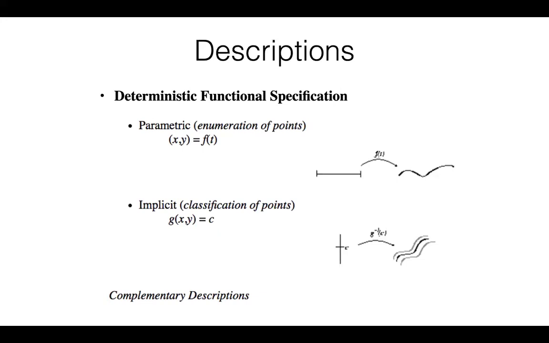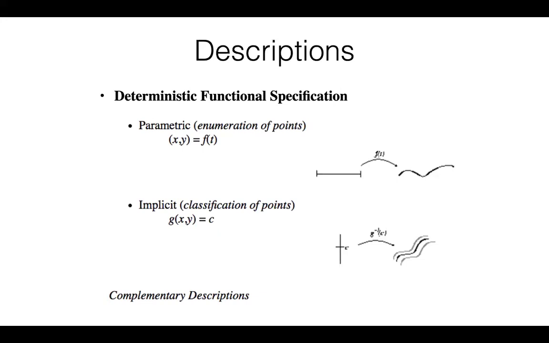And so the points of the curve are the points for which this G function takes the value C. So all these points along the curve have the value G of x,y equals C. And so these other parallel curves have different values, like C plus epsilon, C minus epsilon. And here we can see that they're complementary because they serve different operations in a modeling system.